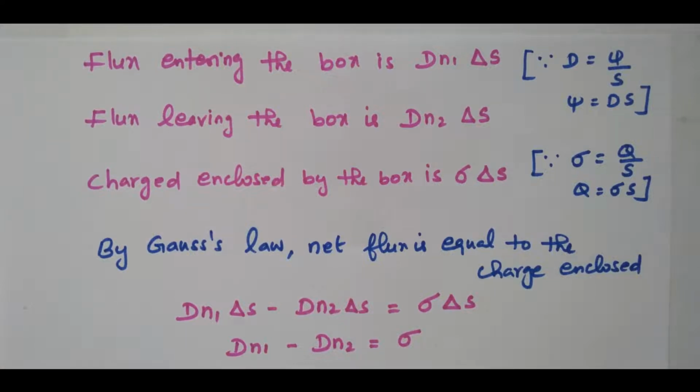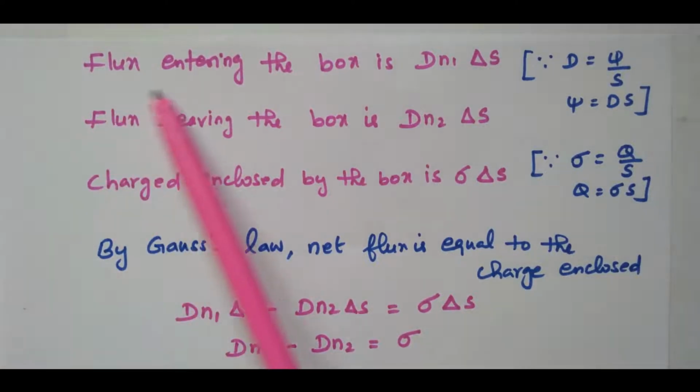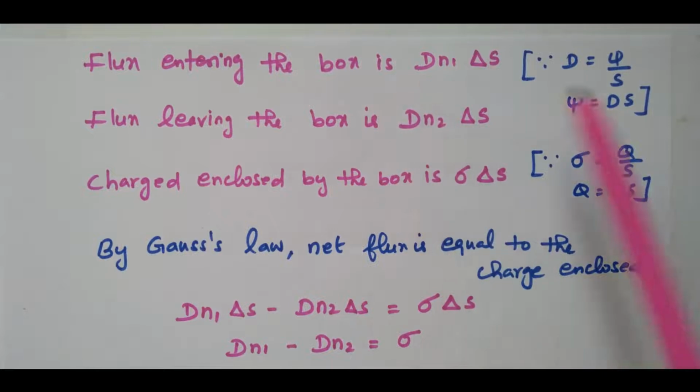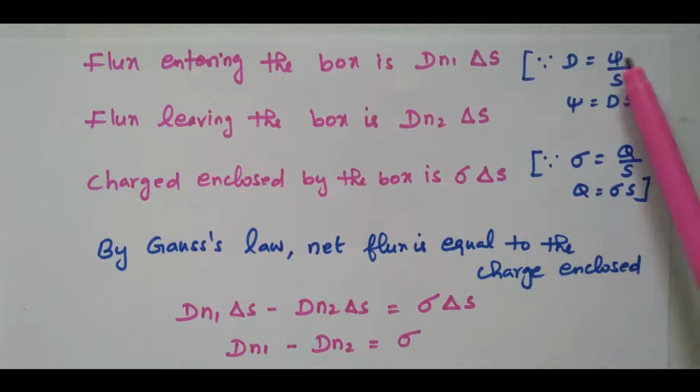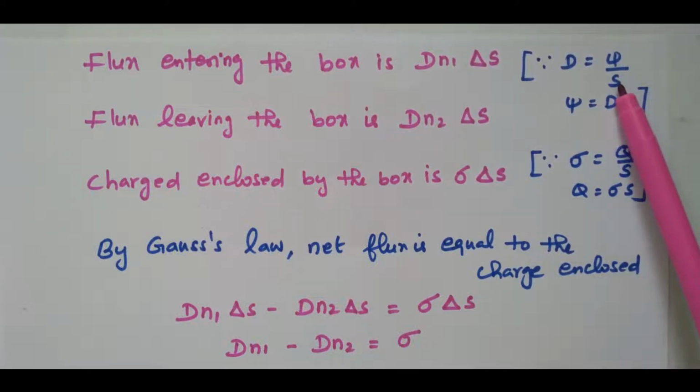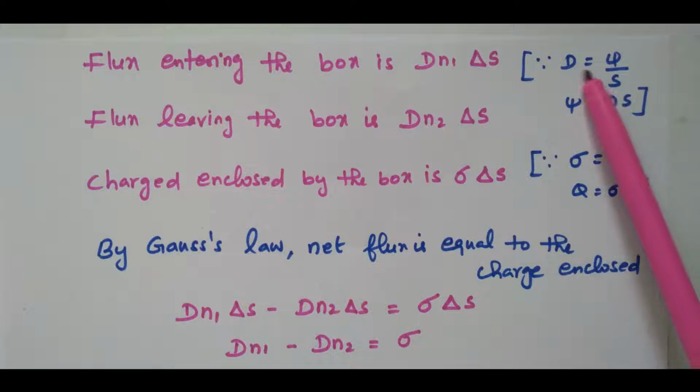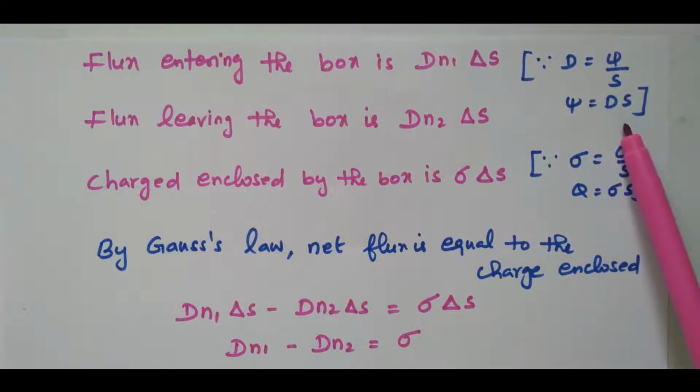First we will find the flux. What is the flux entering the box? We have dN1 available, the normal component of flux density entering. Then what is flux? D equal to psi by S. Displacement equal to charge per unit area. So from that we cross multiply this: psi equal to D.S. So the flux equals displacement density into surface area.